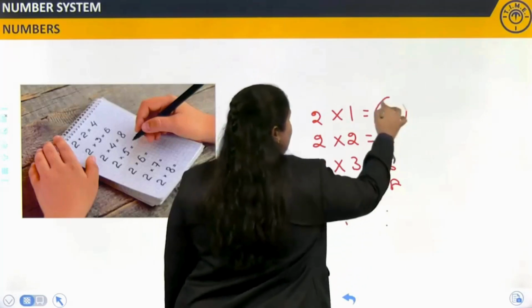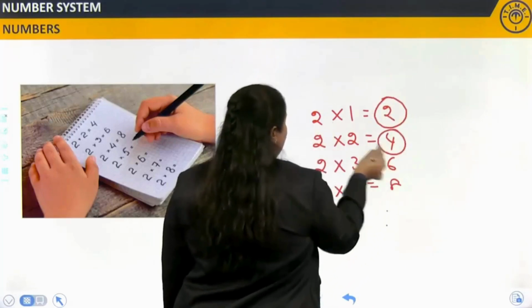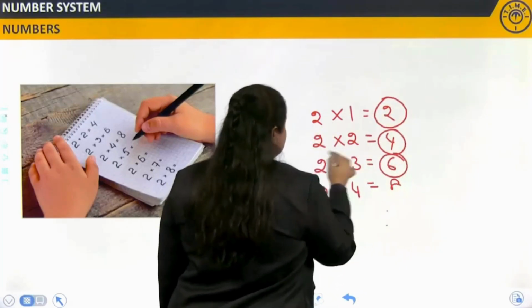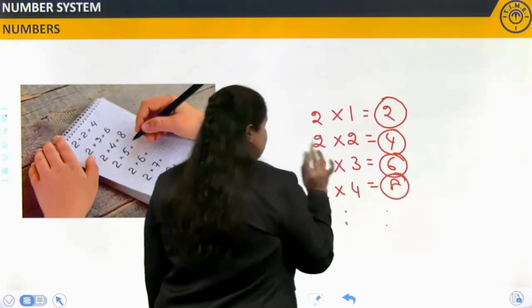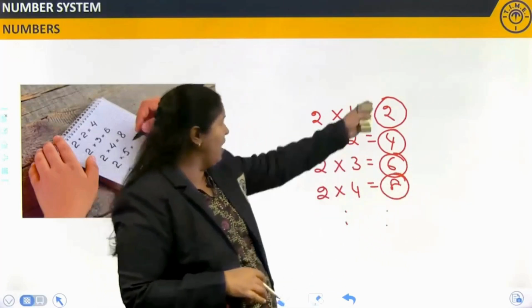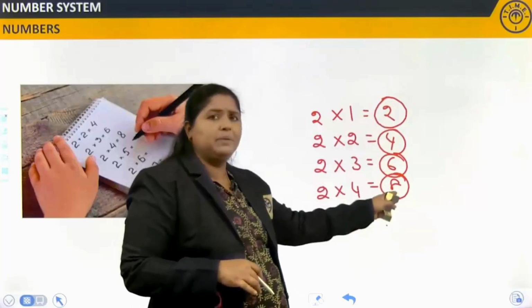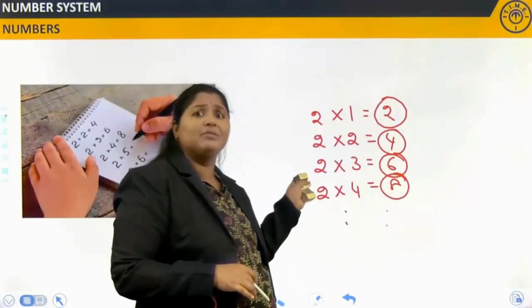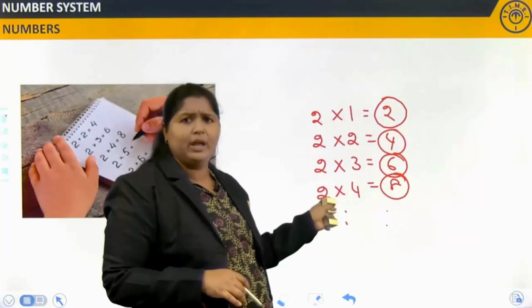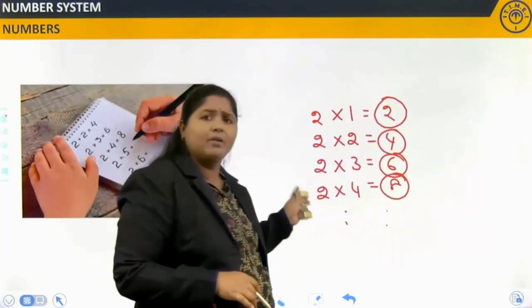Here 2 is a multiple of 2. 4 is a multiple of 2. 6 is a multiple of 2. 8 is a multiple of 2. All the answers that you are getting after the multiplication are all multiples of that respective table. This is 2 table. So these are multiples of 2.